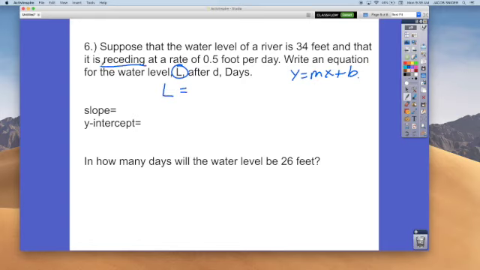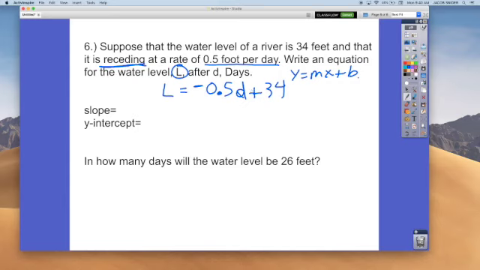Now it's receding. If you don't know what receding means, that means that it's dropping. How can I talk about something dropping? Well, we're going to put a negative sign for our slope this time. Negative 0.5. That's what it's dropping per day. So there is my D that we're going to put for days. And what did it start at? It started at 34 feet.